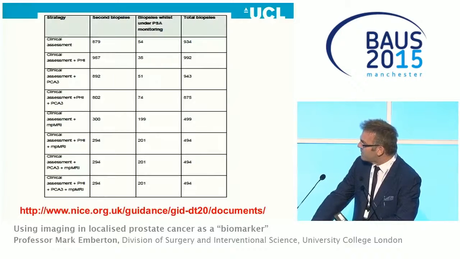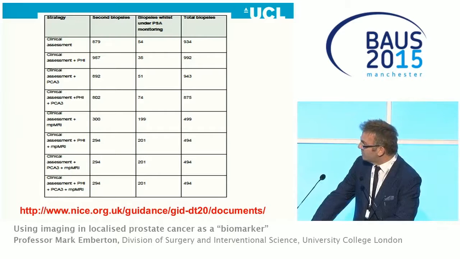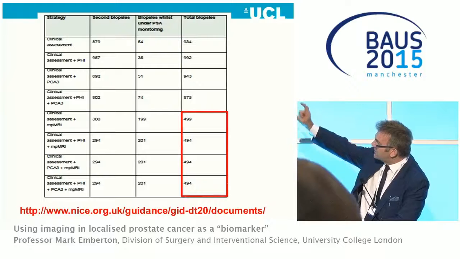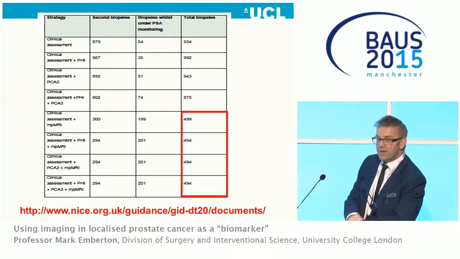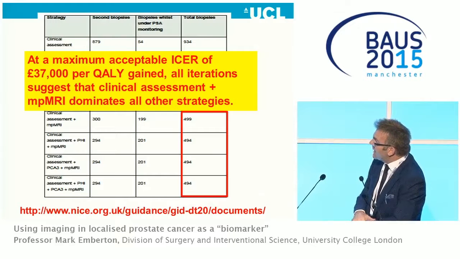But suffice to say that in this analysis, the traditional biomarkers PCA3 and Phi had no utility in the diagnostic pathway, at least when assessed by this group. And it's only when you really added MRI to the model that you had the reduction in unnecessary biopsies that went from about 900 to 400. And they concluded, and this will be my last slide, that at a maximum acceptable incremental cost-effectiveness ratio of £40,000, all iterations suggested that clinical assessment and MRI dominated all other strategies. In other words, in this model, Phi and PCA3 had no contribution to make.